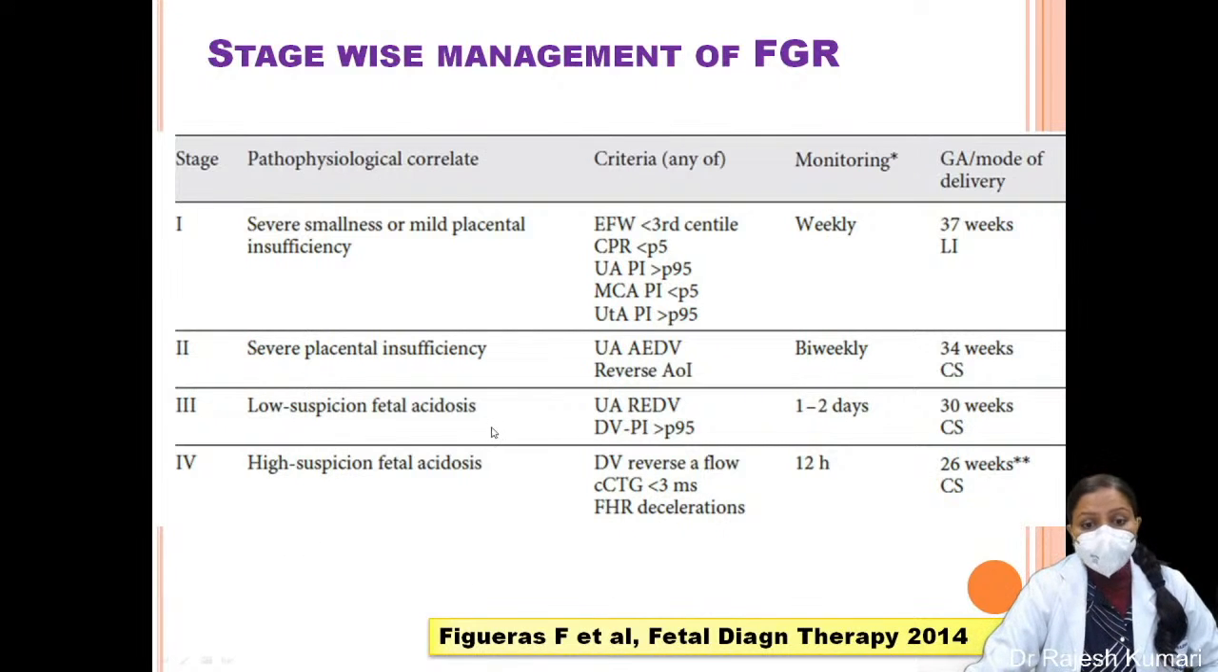Low suspicion of fetal acidosis, uterine artery, umbilical artery, RADV, reverse end diastolic flow: monitoring every 1 to 2 days, and at 30 weeks, cesarean section. High suspicion: ductus venosus reverse flow, fetal heart rate deceleration: 12-hour monitoring, and at 26 weeks plus or minus, we have to go for cesarean section.